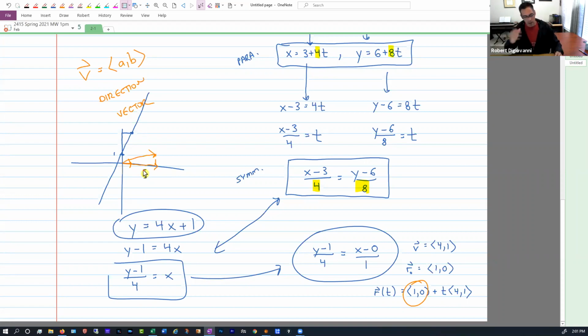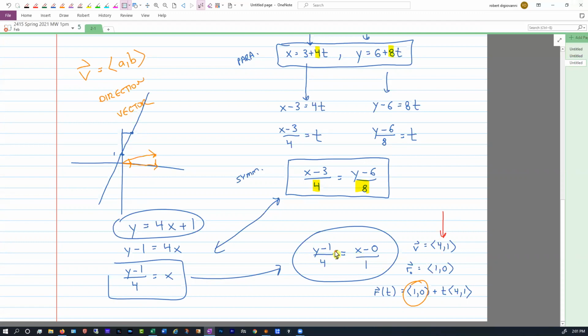Oh, you know, I messed up. I see what I did. Sorry, what was the direction vector? This is my fault. What's this direction vector? 1, 4. I was looking at this. See how the X has the 4 under it and the Y has the 8? We have to correspond the X and Y's. Yeah, that has to be 1, 4.